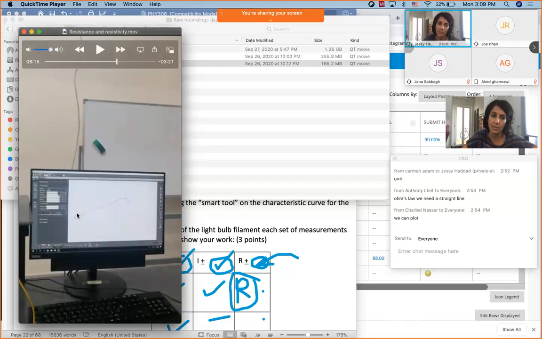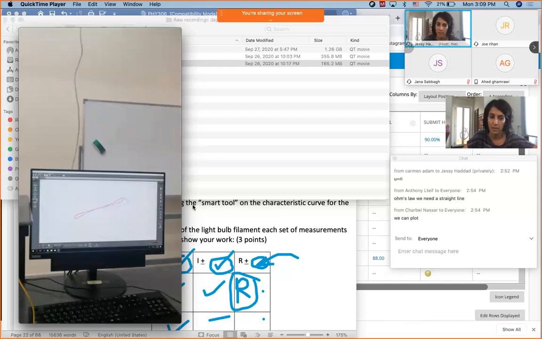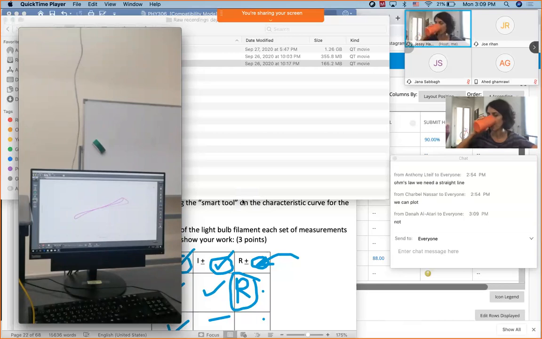So is this linear or not? Is this an ohmic device or not? What do you think? Anyone? So everyone is typing on the chat that this is not ohmic and this is not linear.